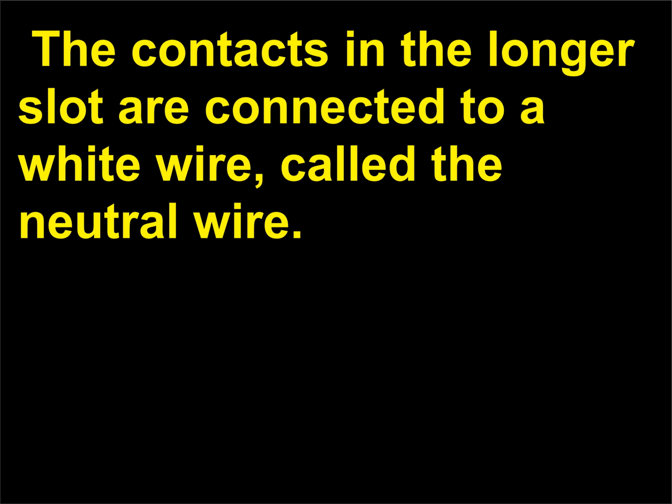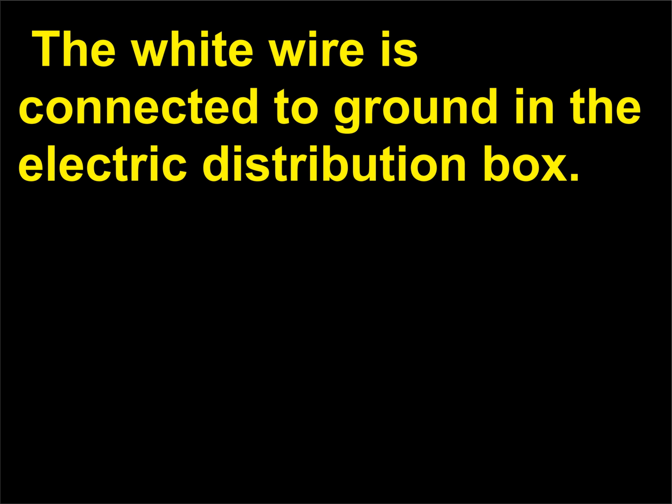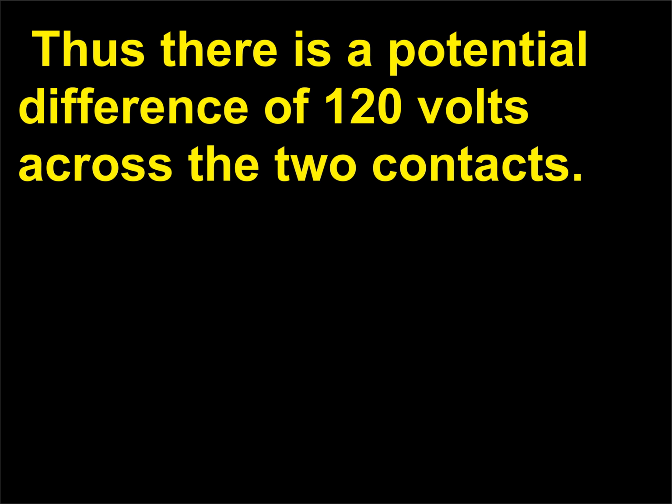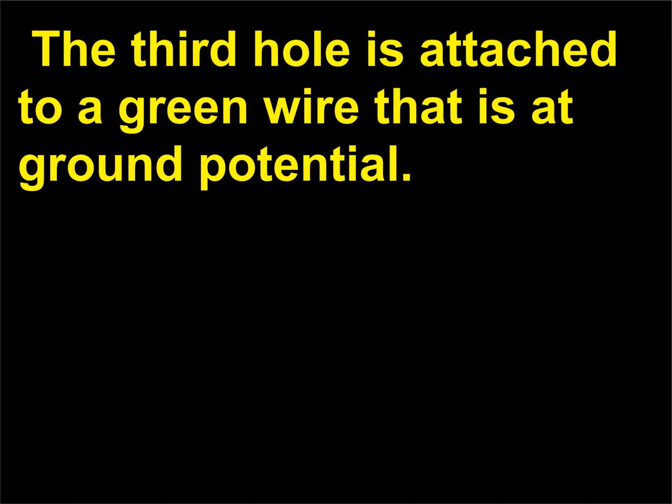The contacts in the longer slot are connected to a white wire, called the neutral wire. The white wire is connected to ground in the electric distribution box. Thus, there is a potential difference of 120 volts across the two contacts. The third hole is attached to a green wire that is at ground potential.